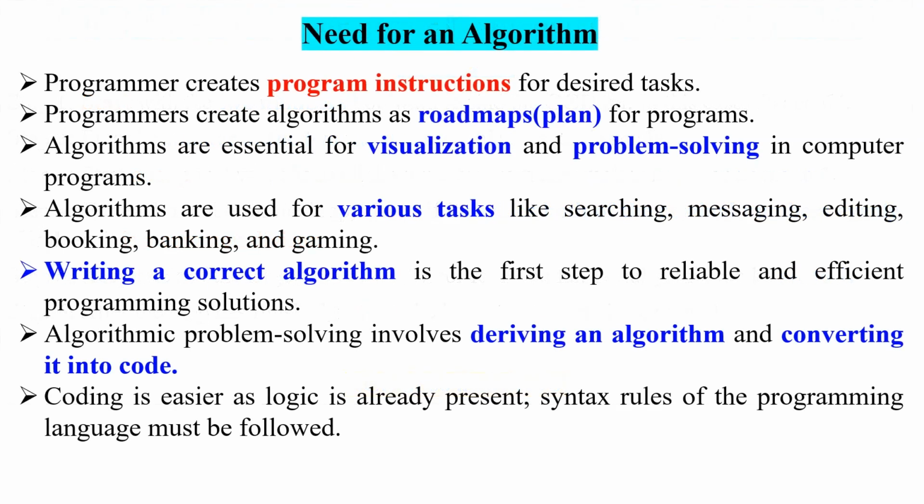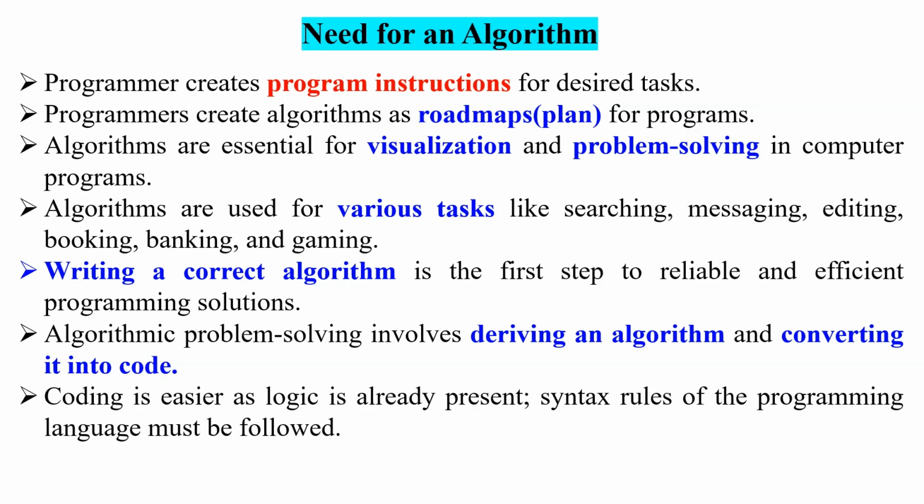Why do we need an algorithm? Here are some of the reasons why algorithms are necessary. A programmer creates a program to instruct the computer to perform desired tasks. Before writing the code, the programmer needs to create a roadmap, or plan for the program, known as an algorithm. Algorithms are essential for clear visualization and problem solving. Algorithms are used for a wide range of tasks, including searching, messaging, document editing, online booking, banking, and gaming.